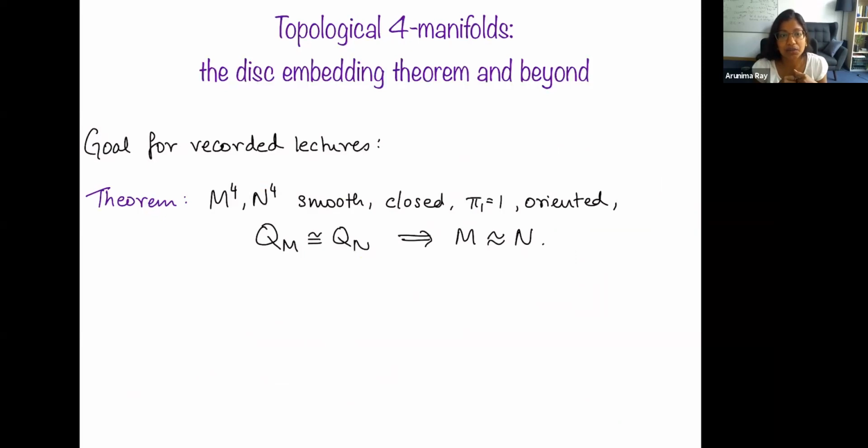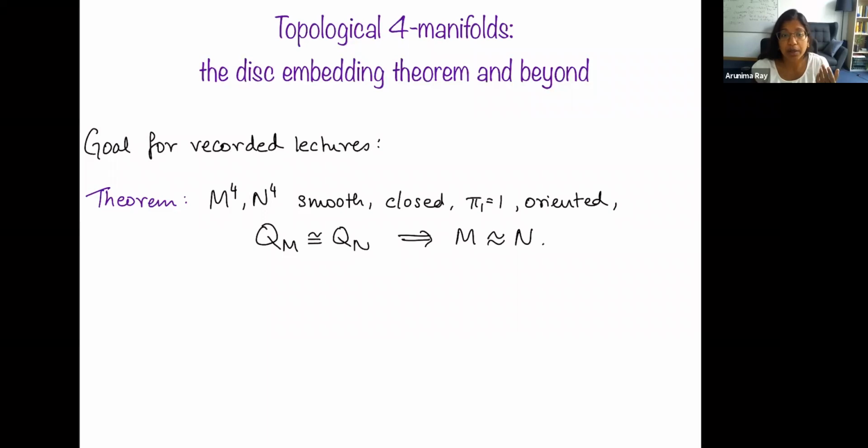Finally, I wanted to tell you what the goal for the recorded lectures is. In András's first lecture, you heard about this theorem. This theorem says that if you have smooth, closed, simply connected, oriented four-manifolds, and they have isometric intersection forms, then they are in fact homeomorphic. In the 2 hours that I have for you before the live talks begin, in these recorded lectures, I will show you how to prove this theorem.